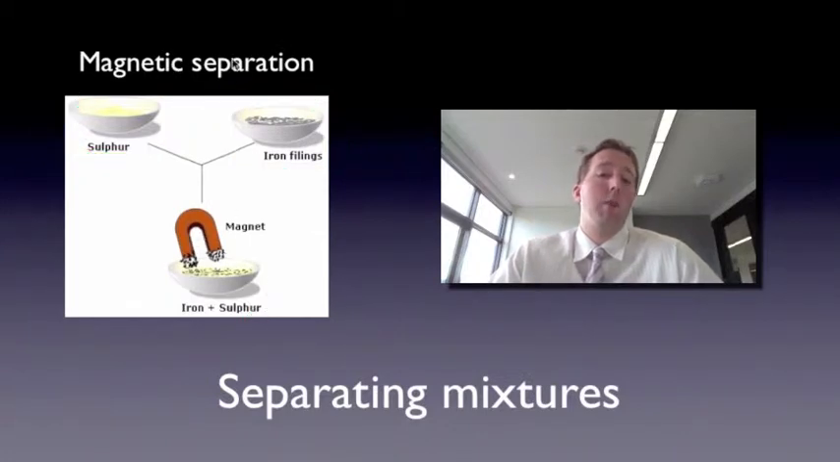And magnetic separation involves using a magnet to collect the magnetic parts of a mixture and separating them from the non-magnetic parts. So in this example, iron is magnetic and sulfur is not magnetic. So when I put the magnet over the top of the mixture, the iron comes out of the mixture and the sulfur stays in the mixture. So that's one way of separating things.